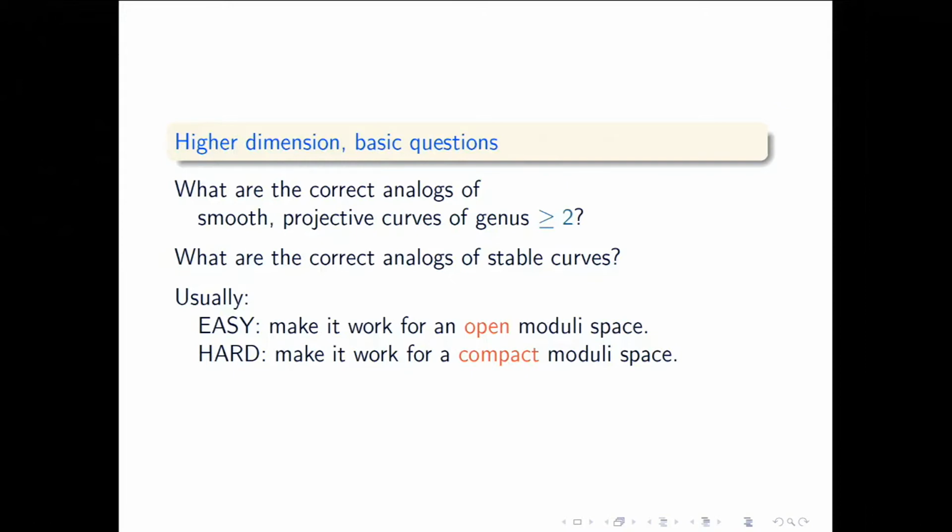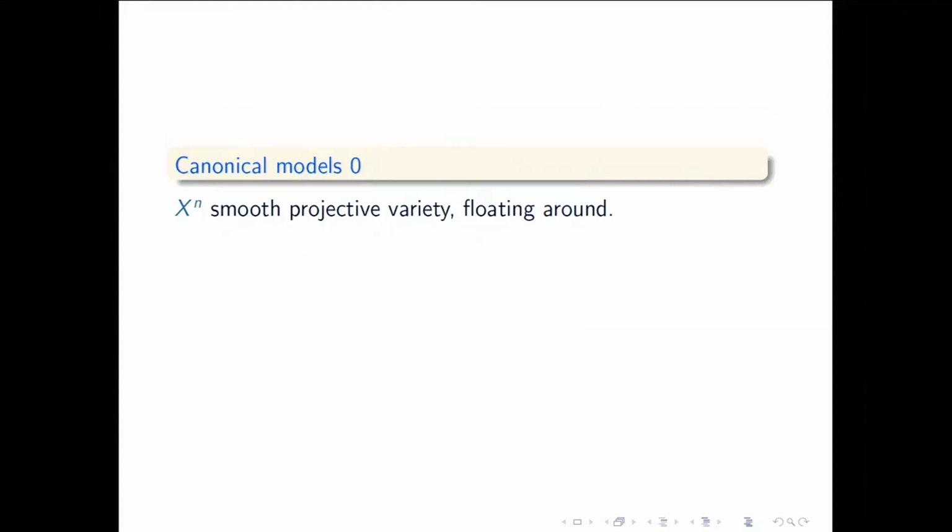Okay, and so the question we are asking is, what are the correct analogs of smooth projective curves of genus at least 2 in higher dimensions? And also what are the correct analogs of stable curves? It turns out that it will be relatively easy, at least conceptually, to answer the first part. But we have to work harder to create a compact moduli space, so to understand the correct analogs of the stable curves, the singular limits of our smooth objects. Now, the analogs of smooth projective curves will be the canonical models.